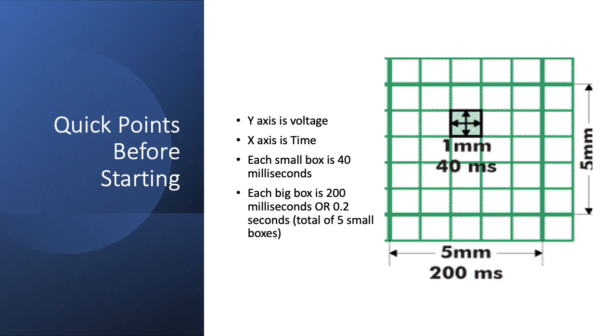So let's talk about a few quick points before starting. On every 12-lead ECG, the grid has small boxes, and 5 small boxes equates to 1 big box. A big box has a more bold border than the small boxes. The y-axis is voltage, the x-axis is time. Each small box equates to 40 milliseconds in time. And each big box, therefore, which is 5 small boxes, is 200 milliseconds in time.